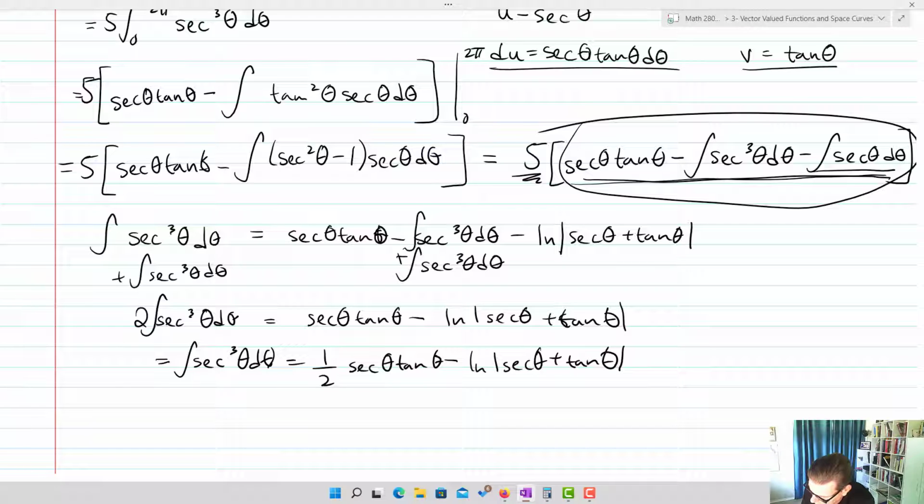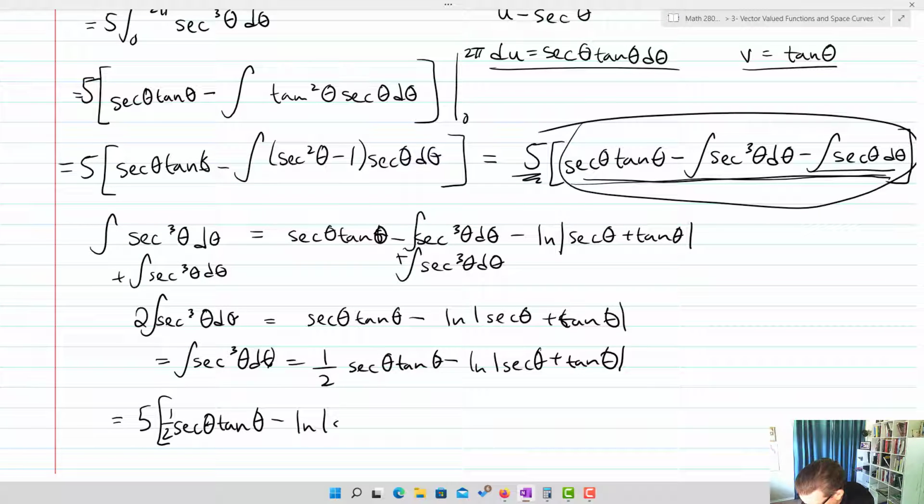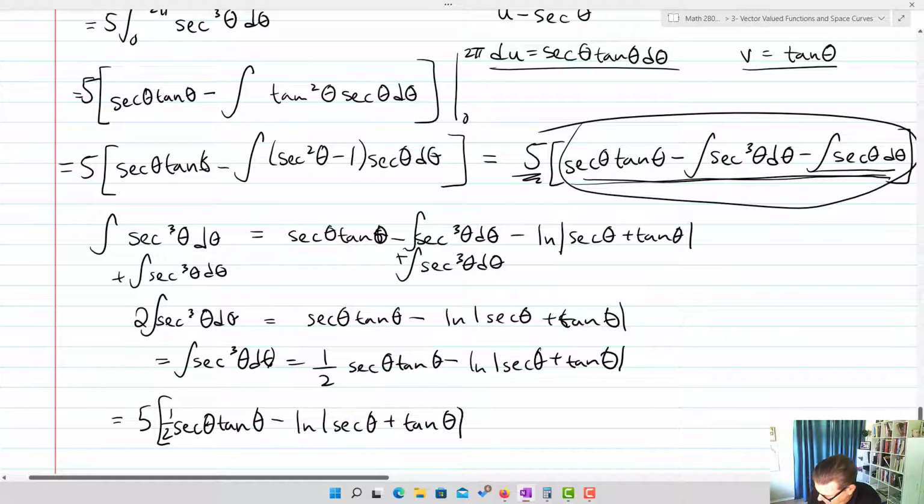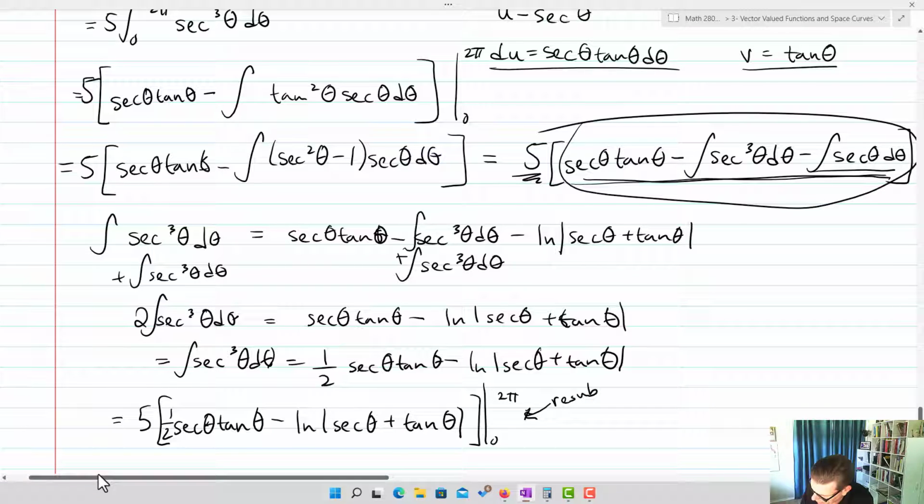So now my integral equals 5 times 1/2 secant theta tan theta minus the natural log of secant theta plus tan theta. But remember, we're going to evaluate that from 0 to 2 pi, but that's in terms of t. So we need to resub. If you want, obviously, you can do your substitutions first. So we're going to go in and resub.